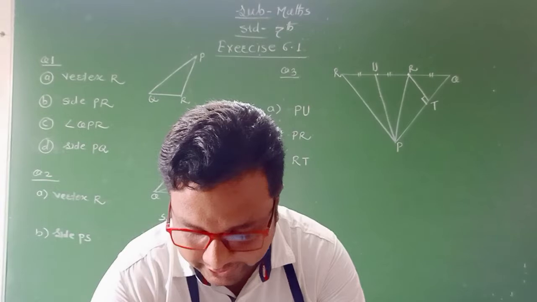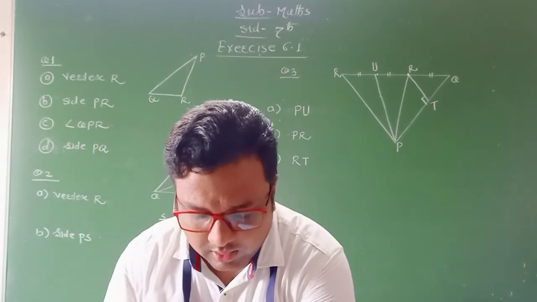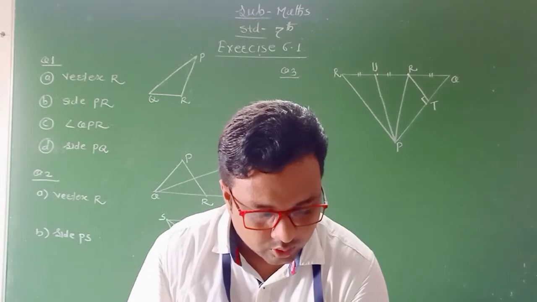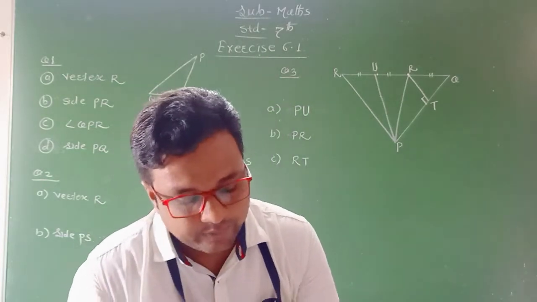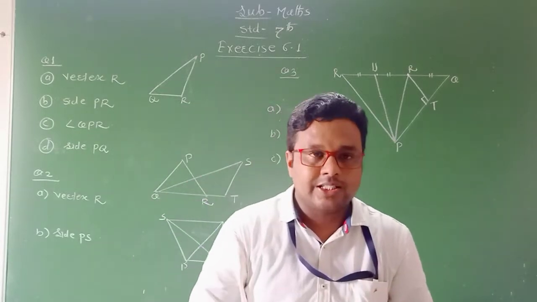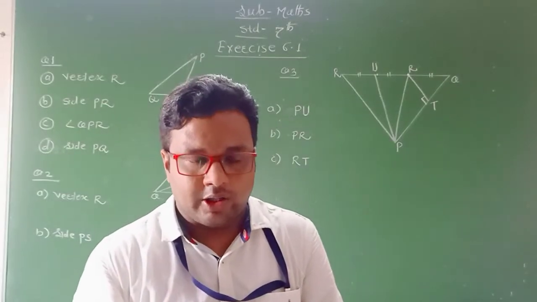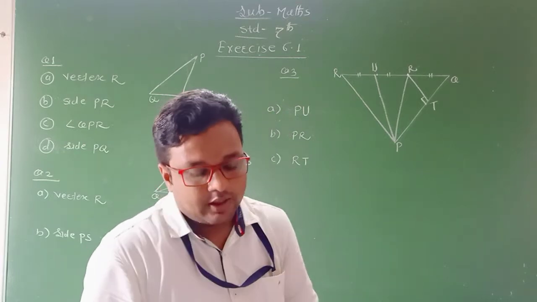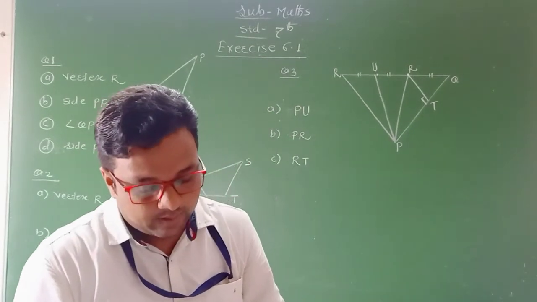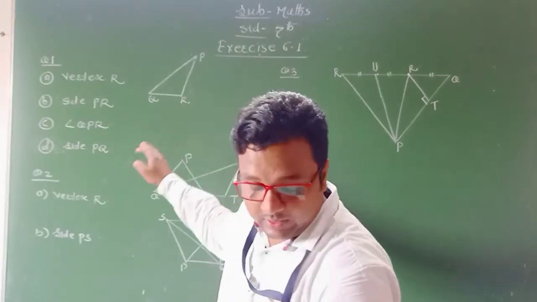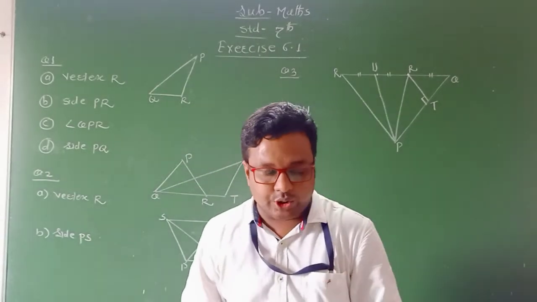Then we have completed the median of the triangle and altitude of the triangle. Okay, in today's video I am going to explain some questions based on these concepts from exercise 6.1. Question number 1 is given. In the adjoining figure, triangle PQR is given. Then here we have to answer the questions.